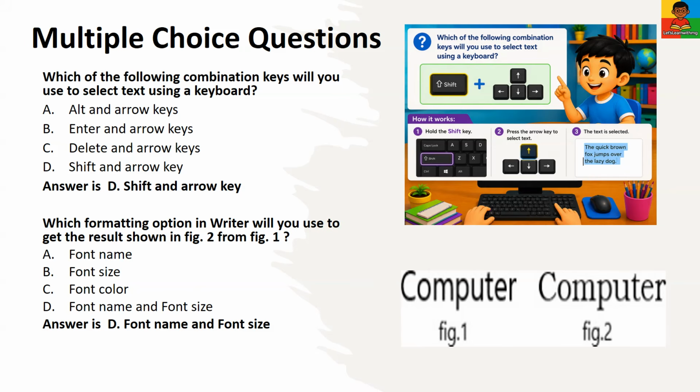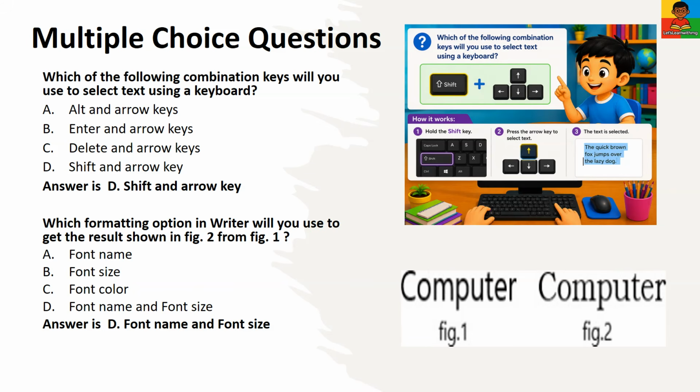Question: which of the following combination keys will you use to select text using a keyboard? A. Alt and arrow keys. B. Enter and arrow keys. C. Delete and arrow keys. D. Shift and arrow key. Answer is D. Shift and arrow key.